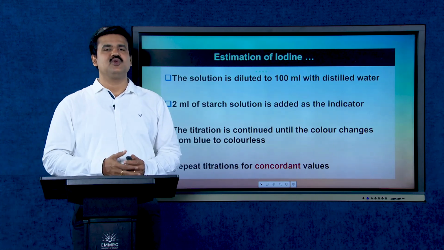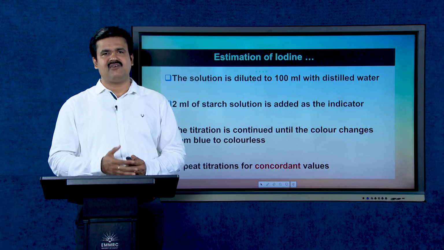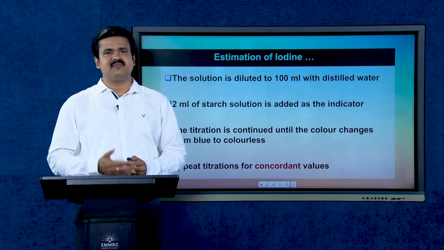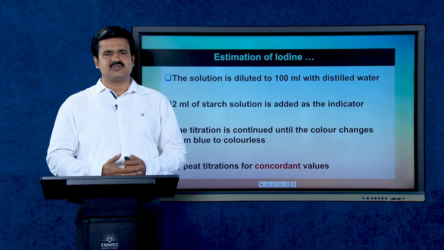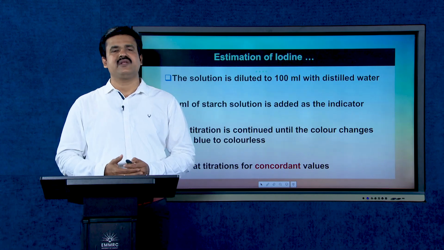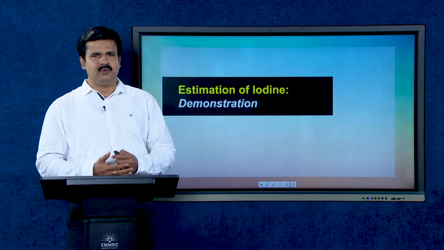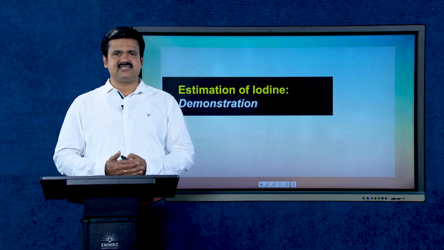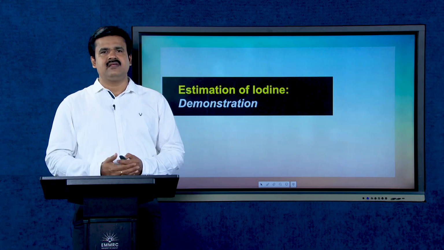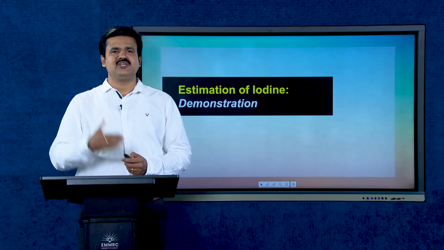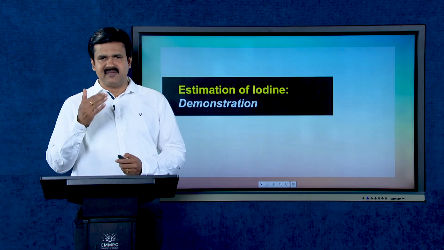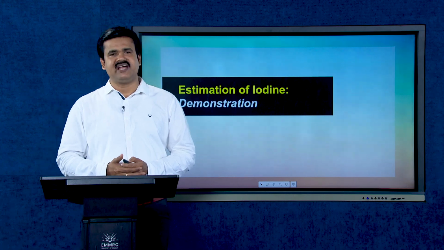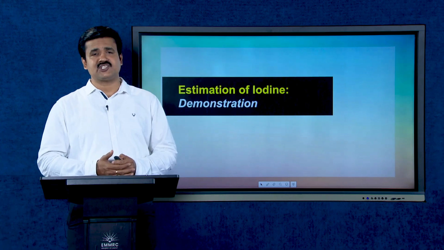Repeat the titration for concordant values. Here also you have to get the concordant value in the titration between the given iodine solution and standardized sodium thiosulfate. Now, we can estimate the iodine, and now we are entering into the laboratory procedure behind the estimation of iodine, that is demonstration of estimation.